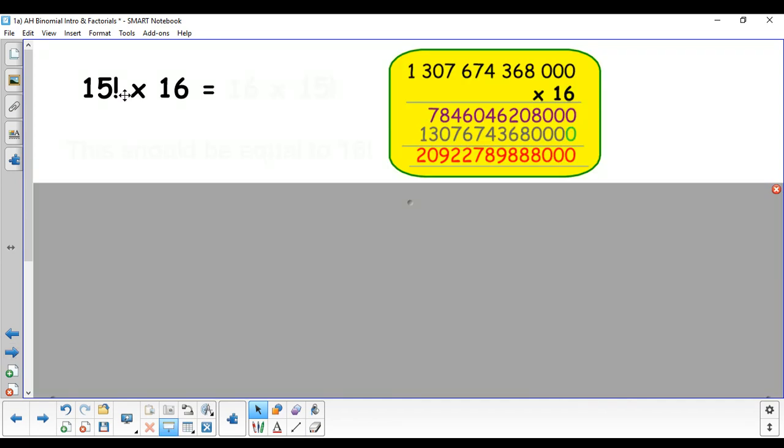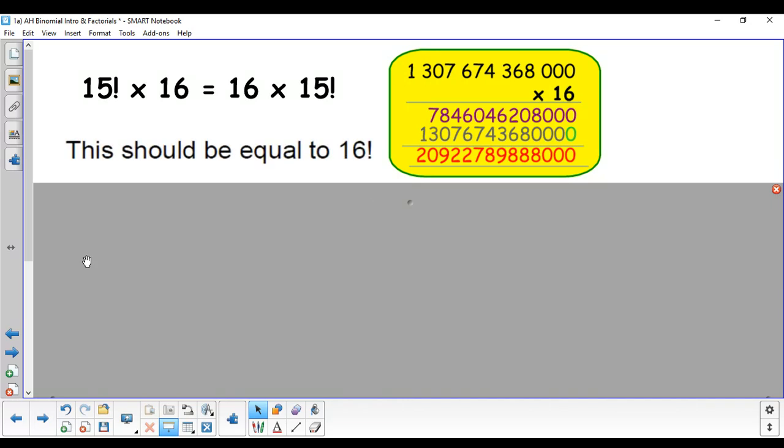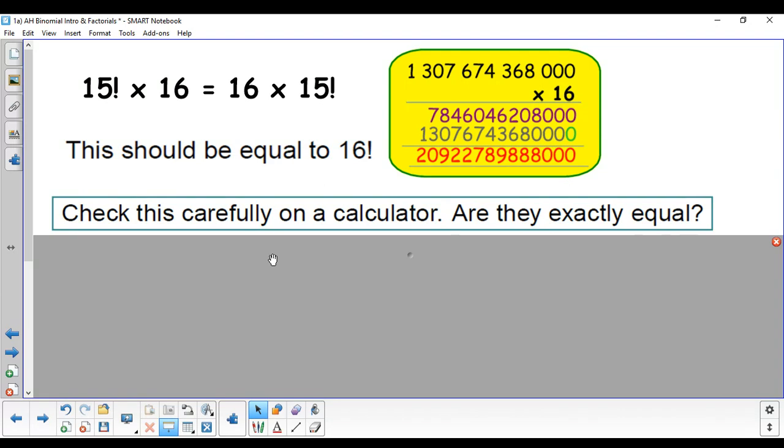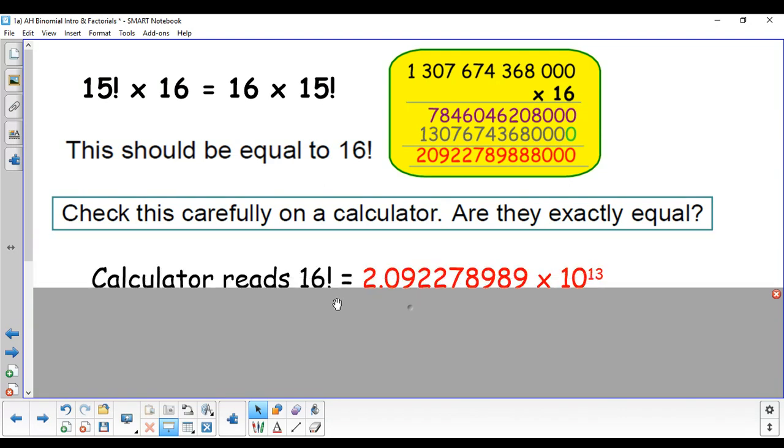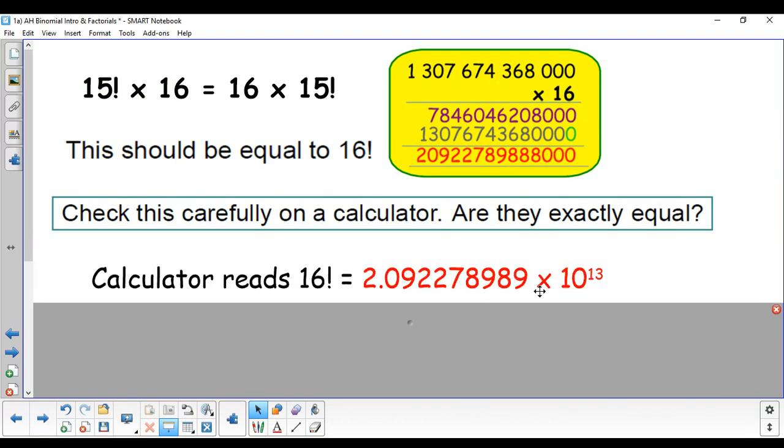So if you had 15 factorial to start with and you times it by 16, it's also the same as 16 times 15 factorial if I just switch it around. And going by the skill you had before, that means this must be the same as 16 factorial. Well, let's check it in your calculator. So what we're going to see is, are they exactly equal? So your calculator will read that. Check it out.